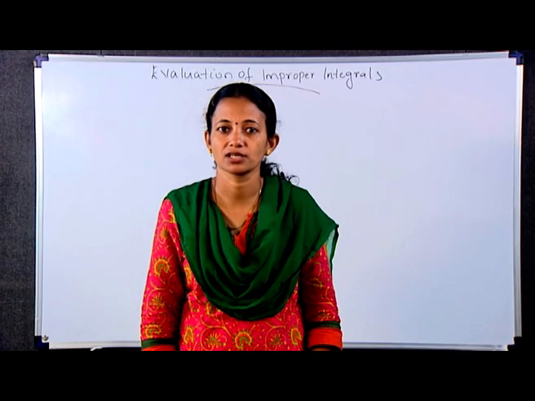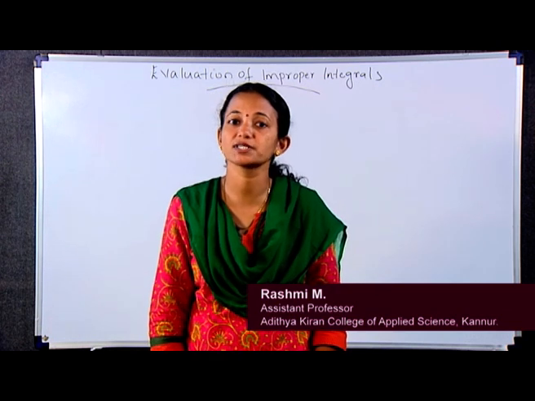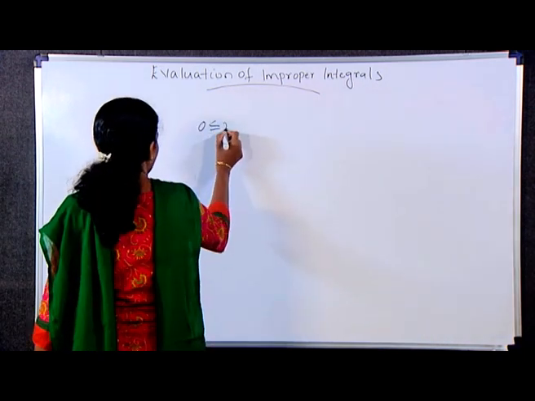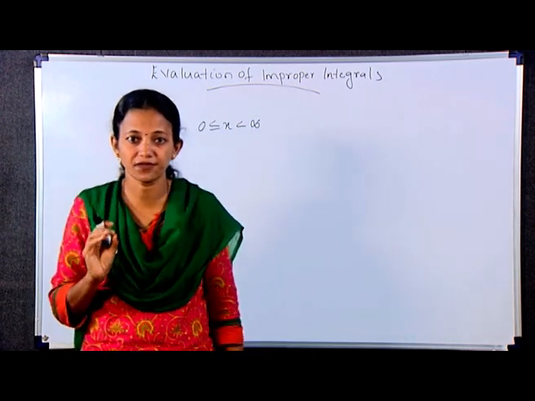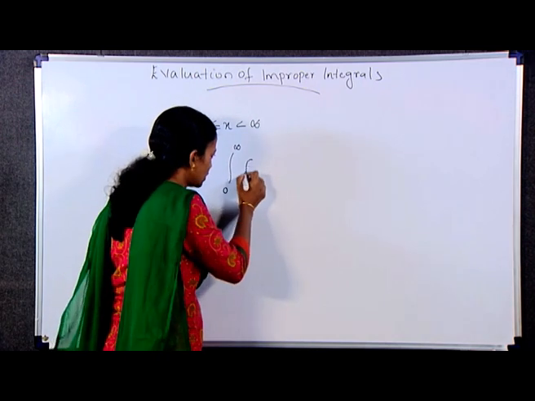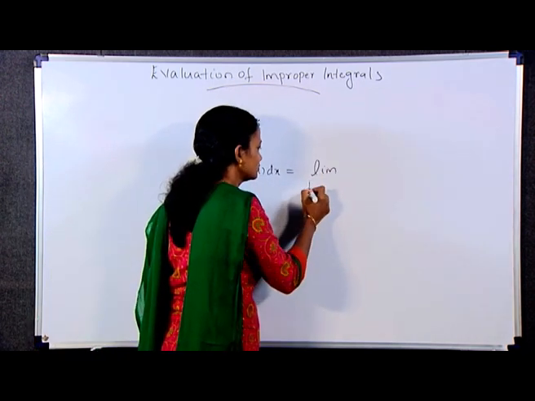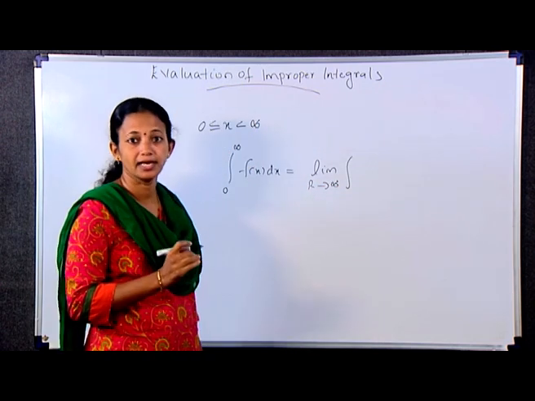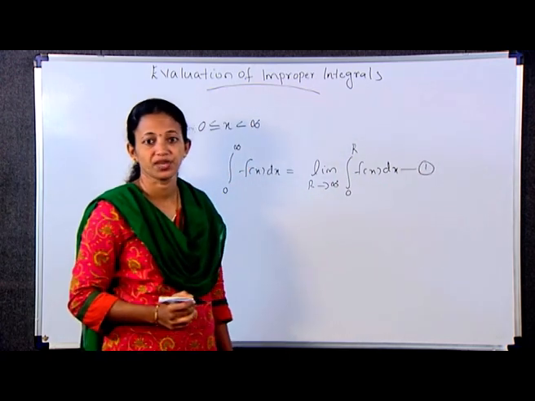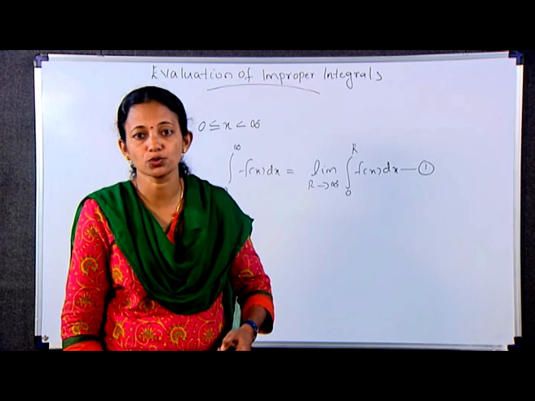Hi friends, in this session we have evaluation of improper integral. In calculus, the improper integral of a continuous function f(x) over the semi-infinite interval 0 ≤ x < infinity is defined by means of the equation: integral from 0 to infinity of f(x) dx is equal to the limit as r tends to infinity of integral from 0 to r of f(x) dx. Equation number 1. When the limit on the right of equation 1 exists, the improper integral is said to be convergent to that limit.